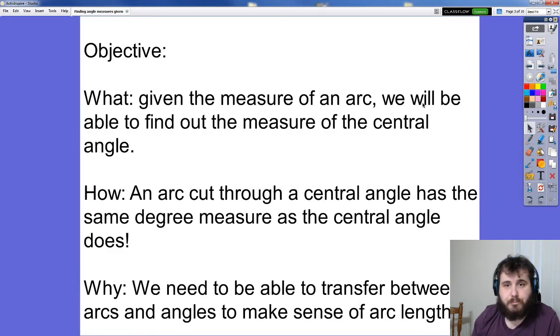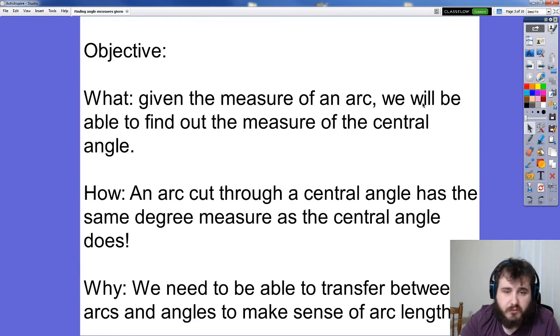But for the meantime, we're going to talk about what it means to find the measure of a central angle given the measure of an arc. And we're going to talk about how you can go back and forth a little bit with that. And we'll even do some more problems in another video focused on the arcs rather than the angles, which is fine.